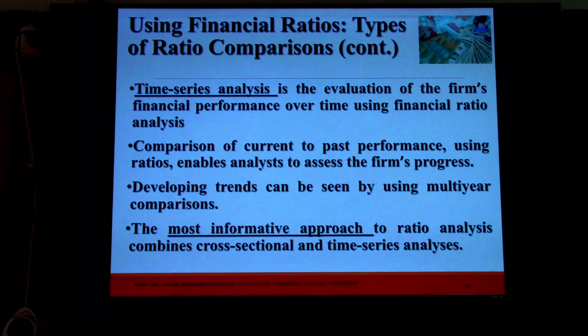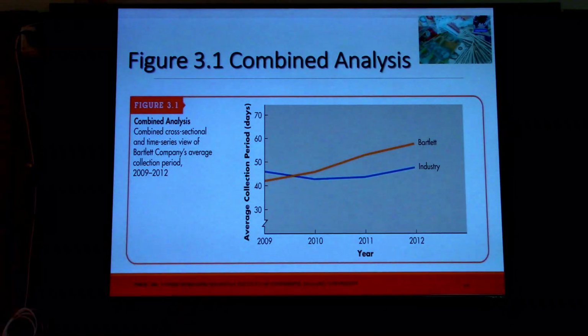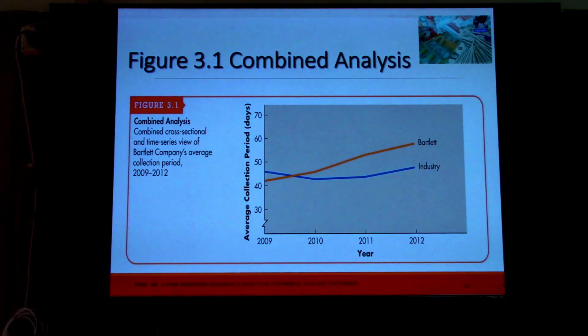They found that the most informative approach, the best way, is to combine cross-sectional analysis and time series analysis. If you would like to get a whole picture regarding the performance of your firm, it's better to combine cross-sectional analysis and time series analysis, and this appears in figure 3.1.